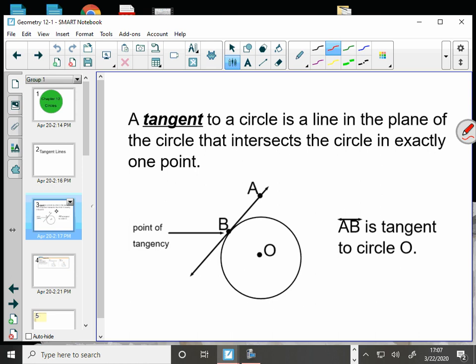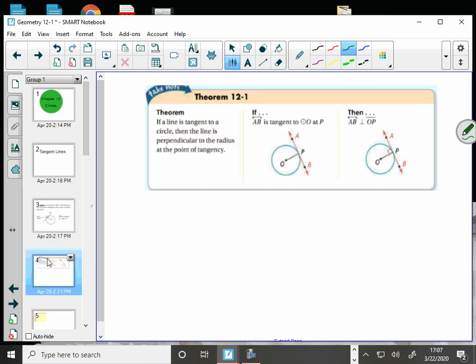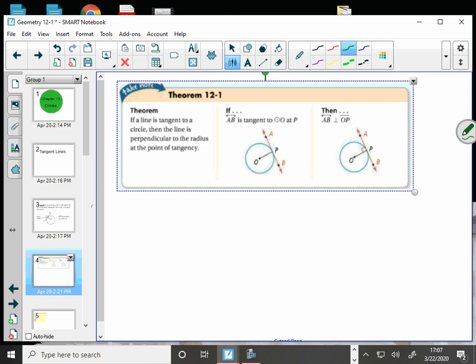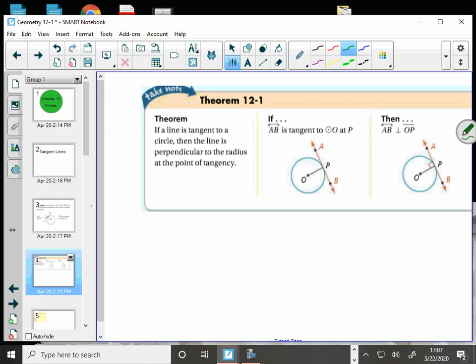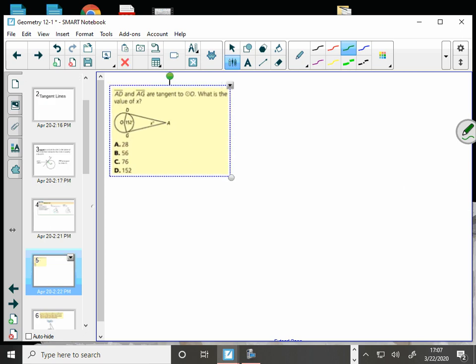Now here's something that is true of a tangent. If you draw this radius from the point of tangency, you'll notice that looks like it's a right angle. There's a reason it looks like it's a right angle, because it is, and that's what theorem 12.1 tells us. I'm not going to spend the time proving that, but that is a right angle. If a line is tangent to a circle, then the line is perpendicular to the radius at the point of tangency. So we're going to use that fact to solve some problems. If a line is tangent to a circle, then the line is perpendicular to the radius at the point of tangency.